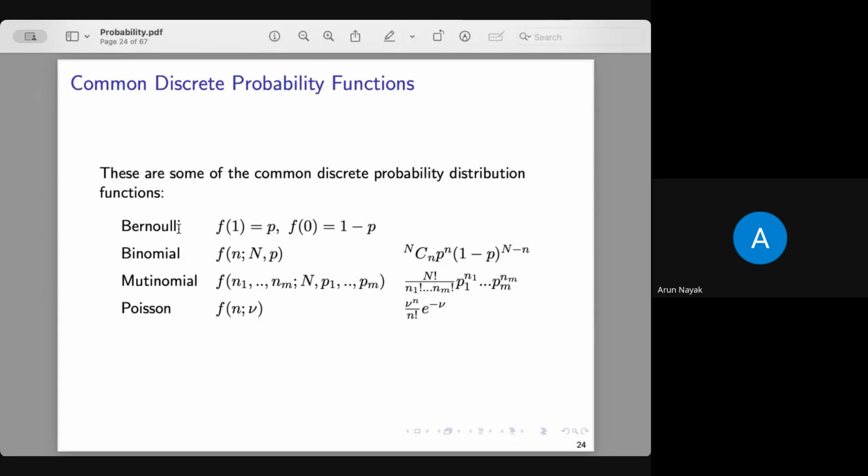These are some of the discrete probability distribution functions, which are usually also called the probability mass function.